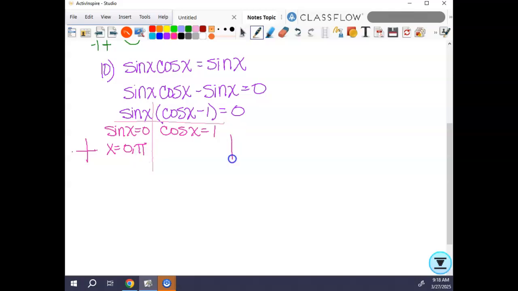Right. What angle gives me a cosine value of 1? 0. X equals 0. So it showed up twice. It's okay. It's like having a double root, right? And so that means that x is equal to 0 and pi. What questions do you have?